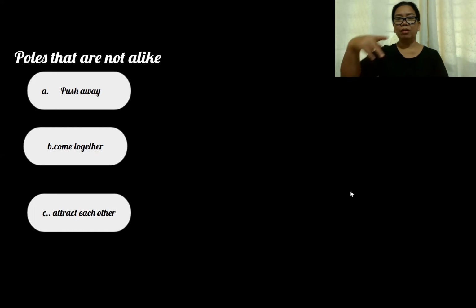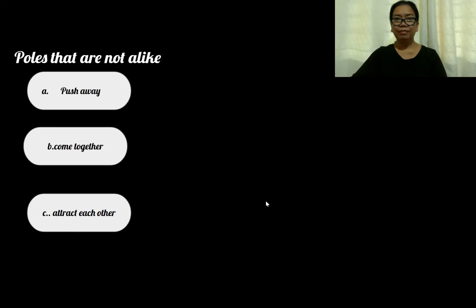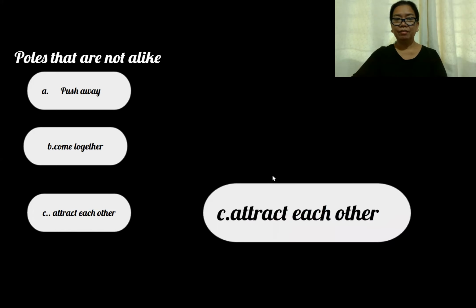Now, poles that are not alike: push away each other, come together, or attract each other? Yes, the answer is C. They attract each other. Because why? They are not alike. Okay?